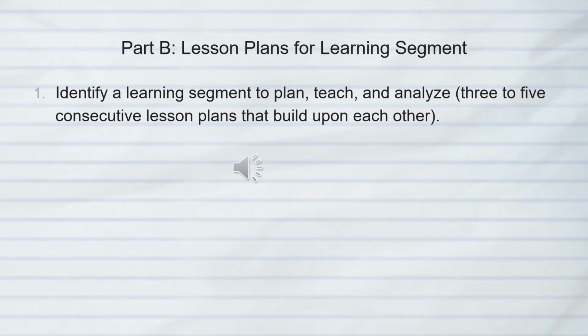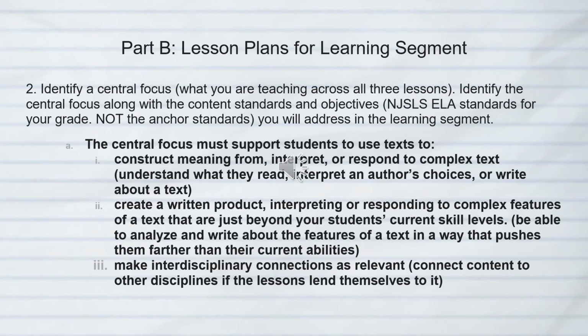And this is going to consist of 3 to 5 consecutive lesson plans that build on each other in some way. So they need to be back to back, and they need to build on each other in some way. And we'll go over that in the next step. The second step in creating your lesson plans is to create a central focus. Your central focus is what's going to be the same across all 3 lesson plans. And you're going to get this central focus from looking at your standards and creating an objective using the ELA standards for New Jersey. Make sure to use your grade level standards, not the anchor standards for this.